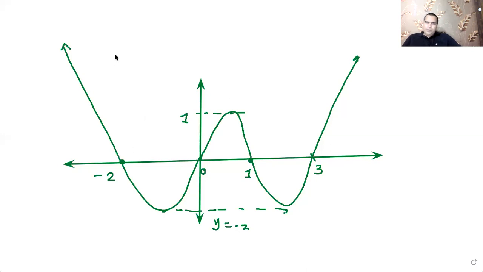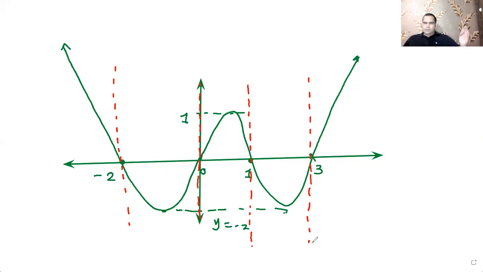Now when you're sketching the reciprocal for this one, first we mark the vertical asymptotes very carefully. All the roots that you have become the vertical asymptotes, so you get 4 vertical asymptotes. Remember that when you talk about the reciprocal function, your graph can never cross these vertical asymptotes.